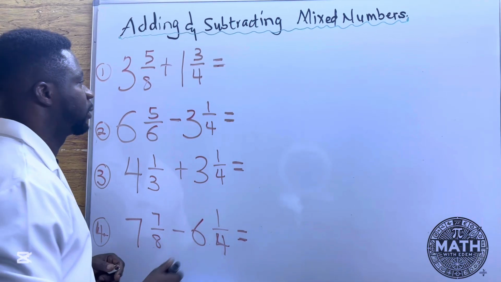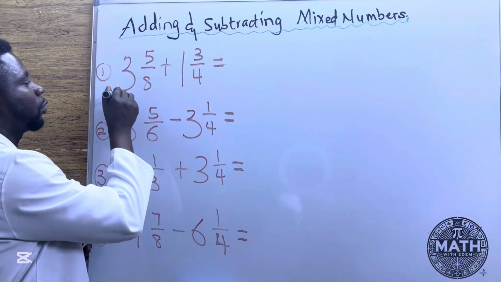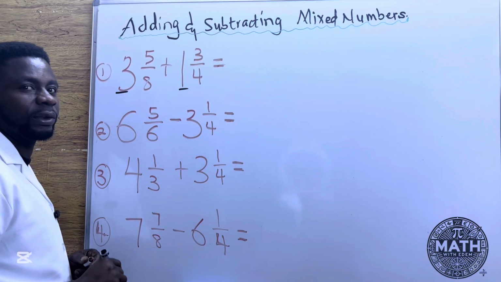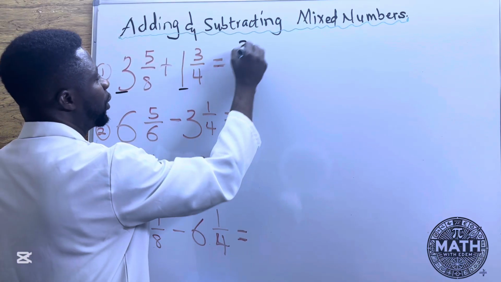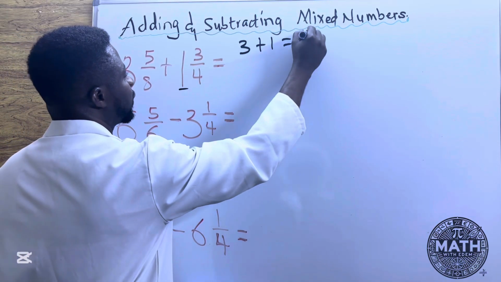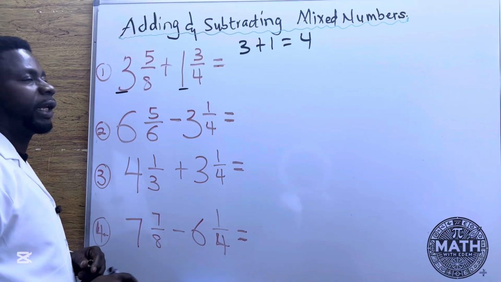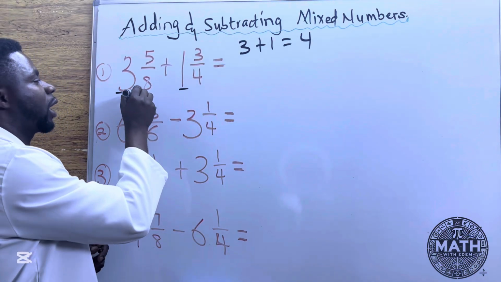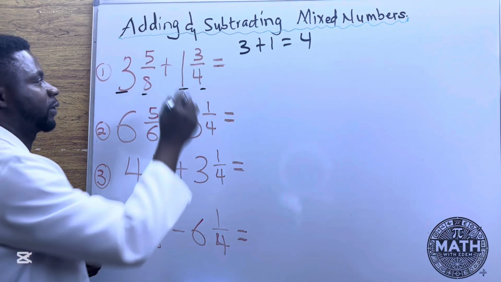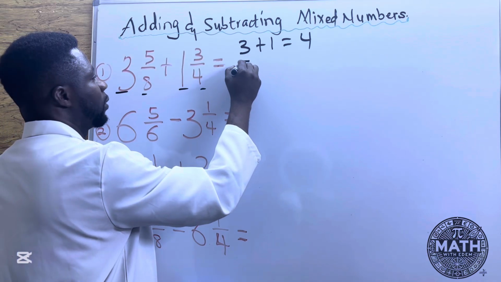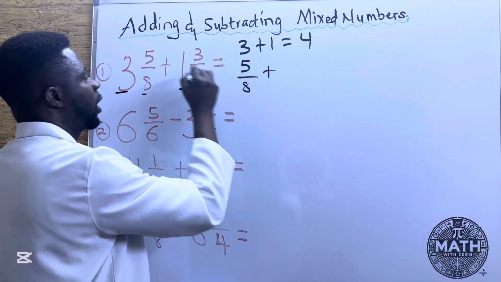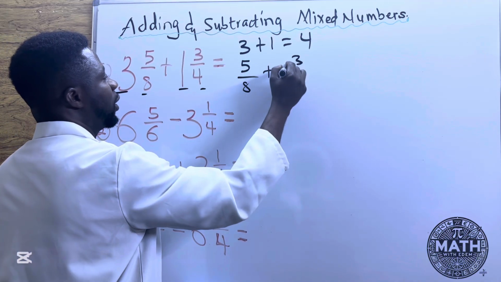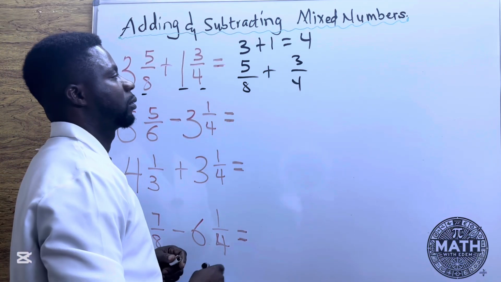So let us begin. The first thing I'm going to do is to add the whole numbers. So 3 plus 1. I'm going to write 3 plus 1 equals 4. And then the second step is I'm going to add the two fractions. So we have 5 over 8 plus 3 over 4.